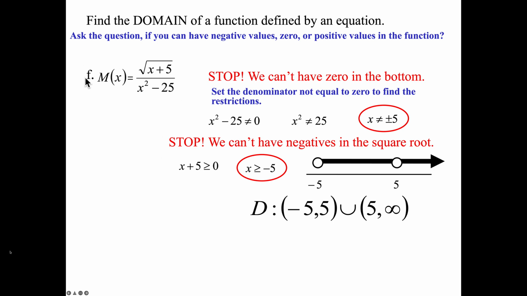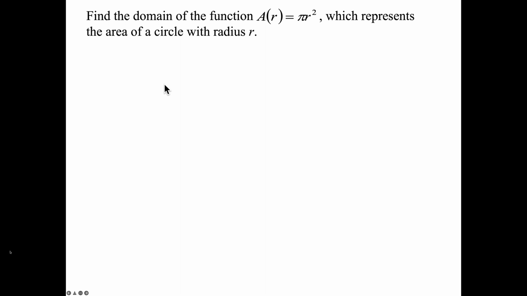Now, in all these examples, the function was given. Now, sometimes there's trick questions. Your functions appear in a word problem, something that's going to happen in real life. So, for example, it says find the domain of the function A of r equals pi r squared, which represents the area of a circle with radius r.